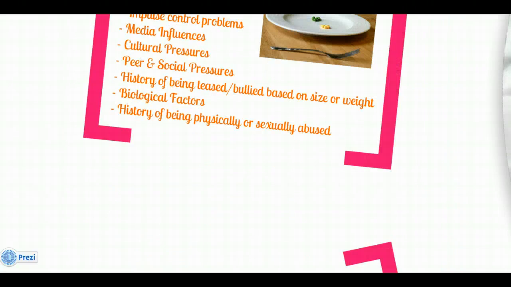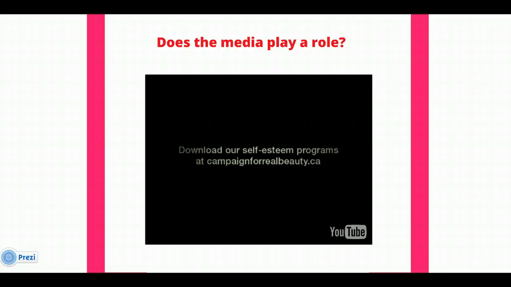I found that interesting because in my next slide, I showed them a quick video clip from the Dove Beauty campaign that kind of portrays media influences. And let me go ahead and show you that.